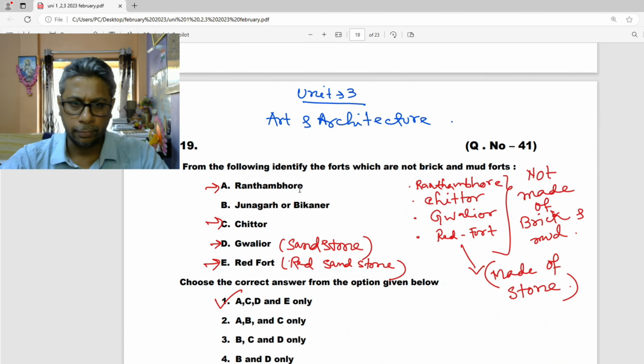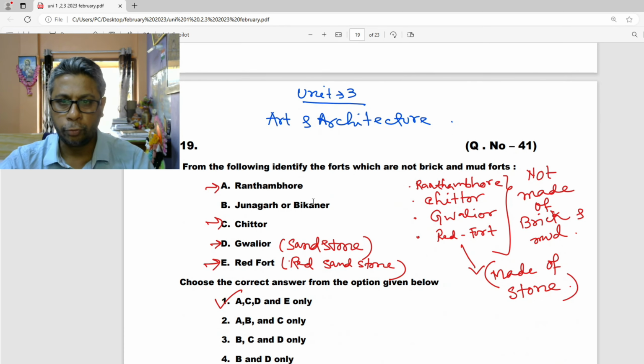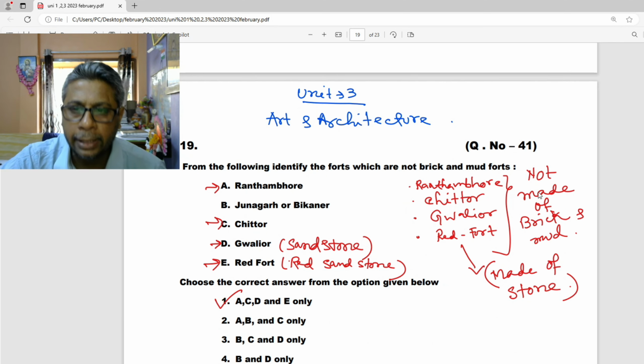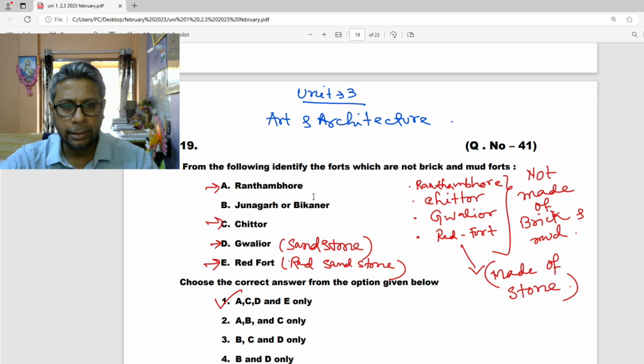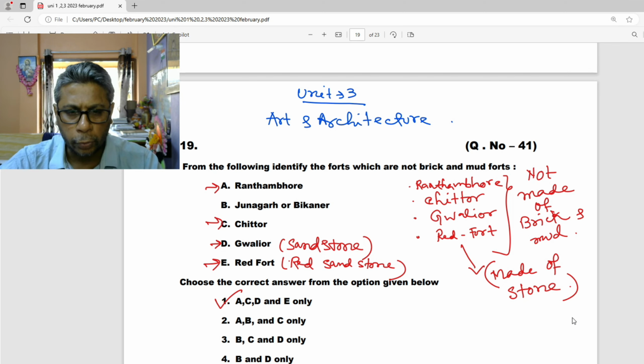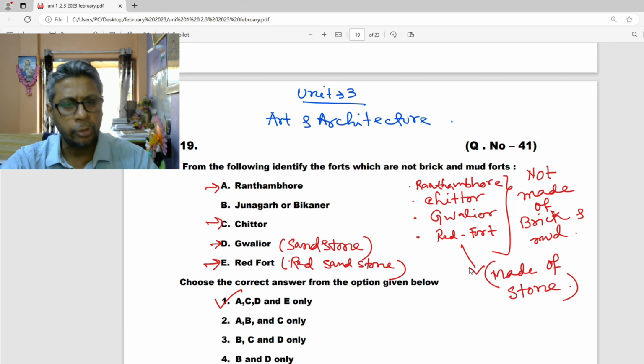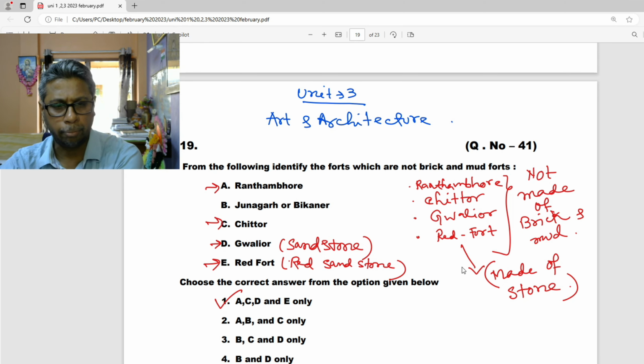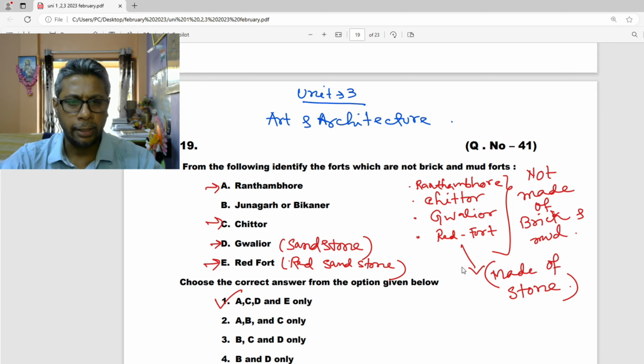From the following, identify the forts which are not brick and mud forts. Ranthambore, Chittor, Gwalior, Red Fort. All are not brick and mud forts. They are based on stone, made of stone. Gwalior is sandstone. Red Fort is red sandstone. This information is also important.